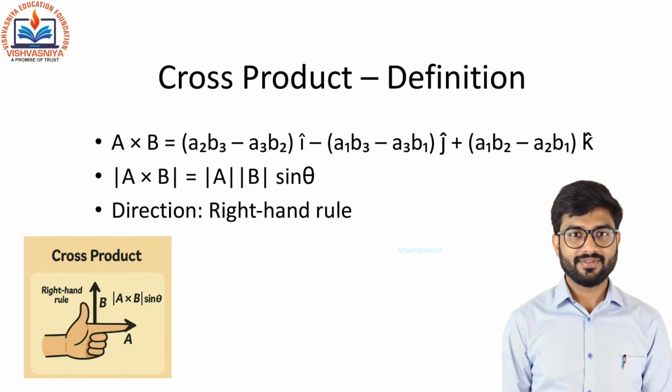The cross product of 2 vectors is written as A × B = (A2B3 − A3B2) î − (A1B3 − A3B1) ĵ + (A1B2 − A2B1) k̂. The magnitude is |A × B| = |A| |B| sin θ. Its direction is given by the right-hand rule.